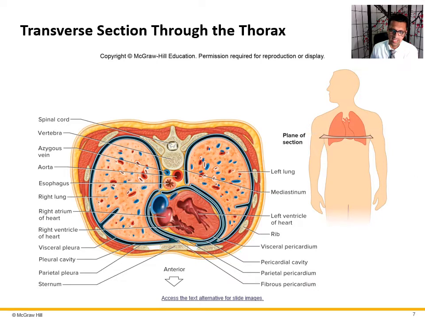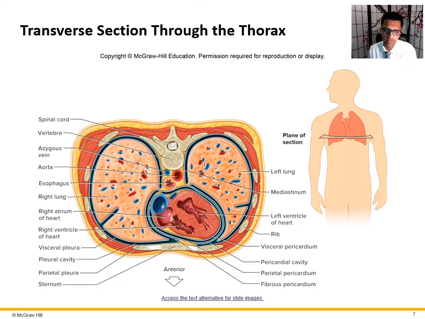Remember, arteries take blood away from the heart, and veins will return deoxygenated blood back to the heart. Here's your esophagus. Here's your heart, left ventricle, right atrium. Again, this is just a view. You don't have to know the cardiovascular system and the respiratory system right now. I'm just giving you an overview.